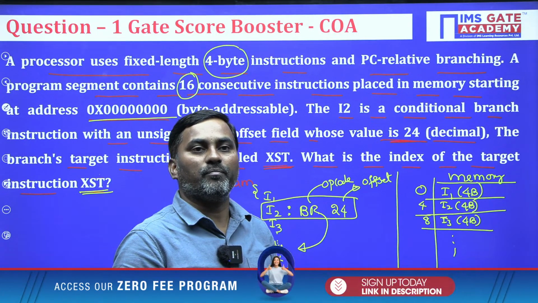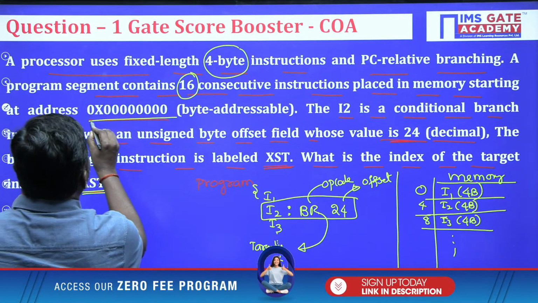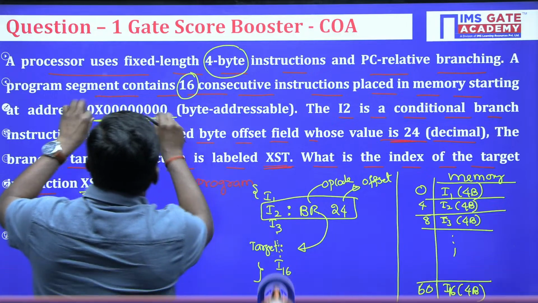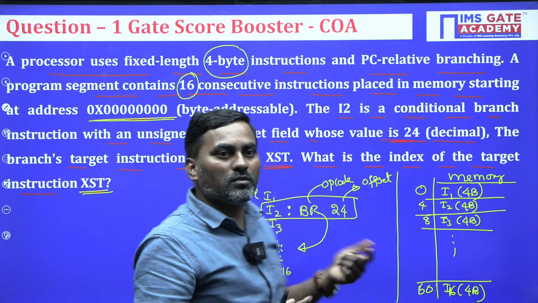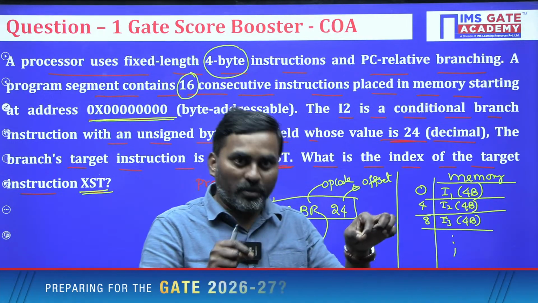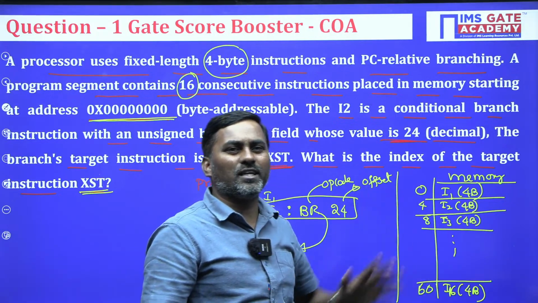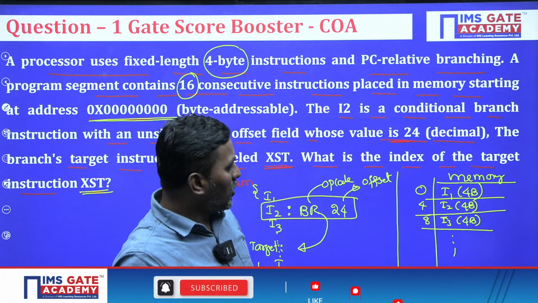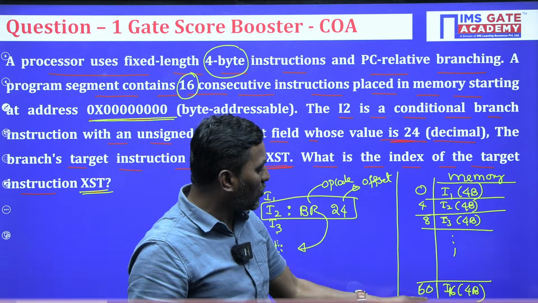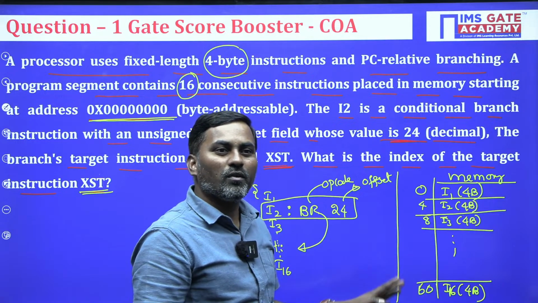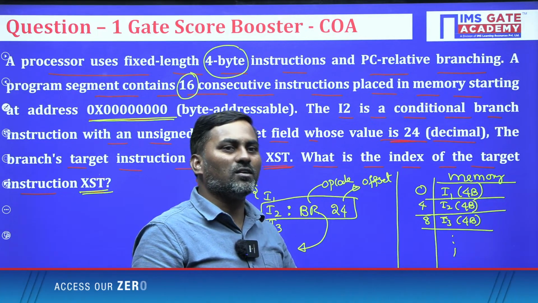Confirm me, everyone. As given, the address from the 0th location onwards is 32 bits: 1, 2, 3, 4, 5, 6, 7, 8, 8 into 4, so 32-bit hexadecimal addresses. But I am writing in decimal for the sake of simplicity. It won't change because each instruction is 4 bytes long: 0, 4, 8, 12, 16, like this it will go. Total number of instructions 16 into 4 is 64, so the last instruction is at 60 only.